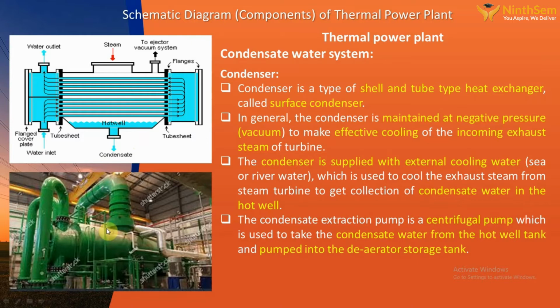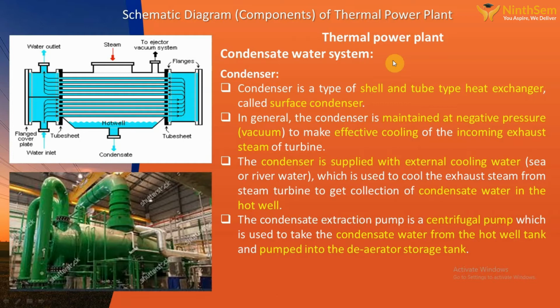See this figure. The green colored pipeline is the cooling water system. This is the shell of your condenser. Here only the condensation takes place. These are the cooling water pipes going through the inside tubes. This is a practical picture of that condenser system. So the condenser is a shell and tube type heat exchanger, and is called a surface condenser.